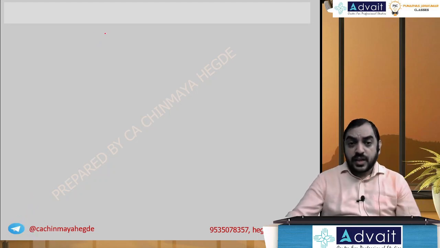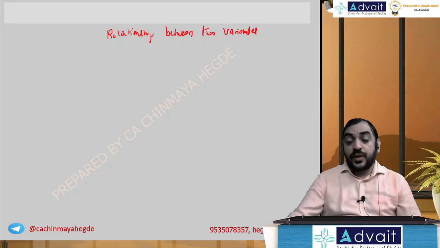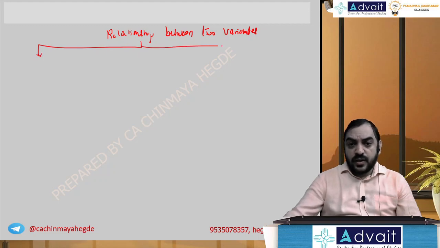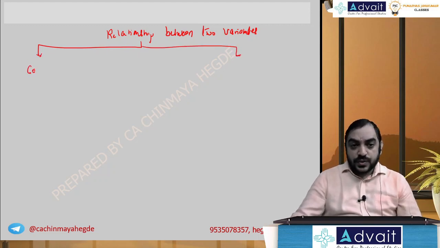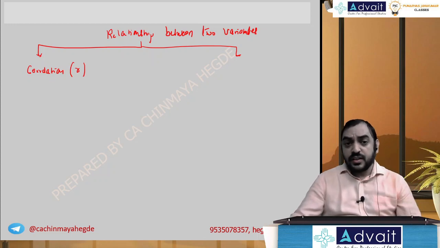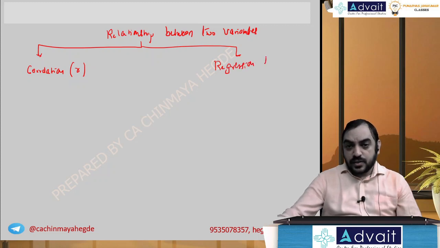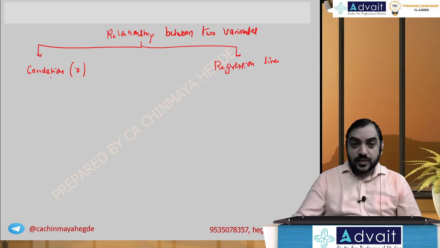behavior between variables. I will call it the relationship between two variables. We call it as two aspects. One is the correlation coefficient, we represent by R, correlation coefficient, that is R, and then we have the regression line. So what does correlation do? Correlation expresses two things: one is the degree and direction of variables.